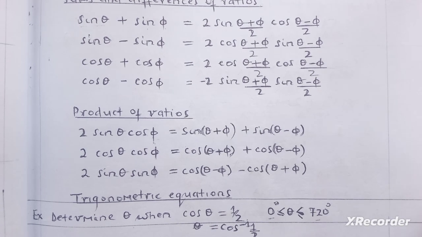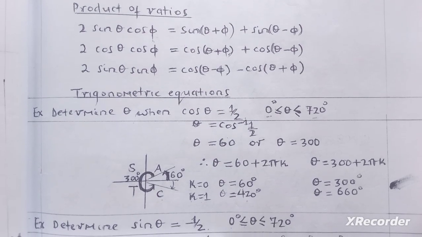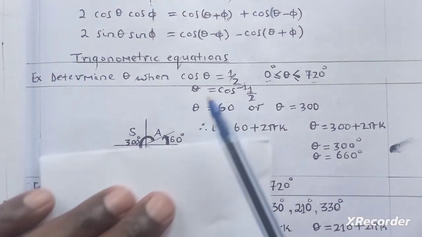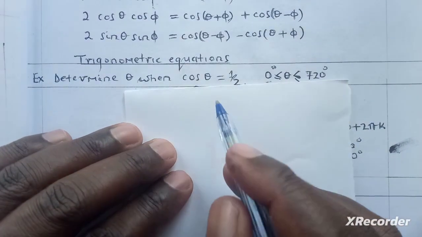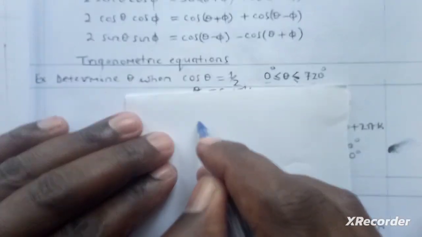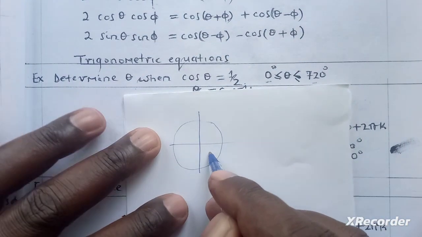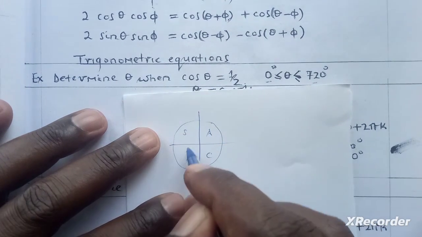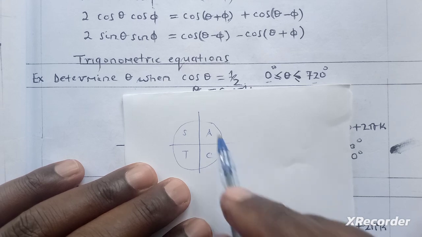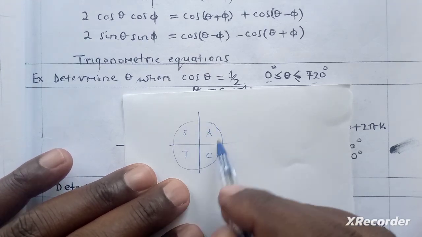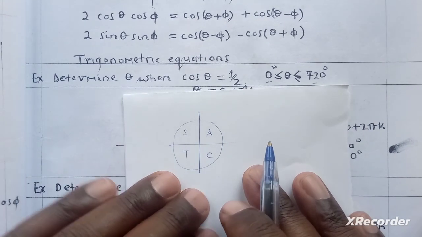And so now we go to the next problem, which is for trigonometric equations. Determine theta when cos theta is equal to a half. For this one, we use what we call the trigonometric unit circle, and it is drawn like that. Here we have C, here there is A, and here S and T. So this one represents cosine where it is positive, and then all of the trigonometric ratios are positive there. Here we have sine, and here we have tangent.